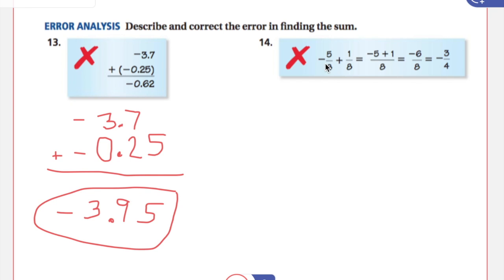Here, let's see. I have a negative 5/8 plus 1/8. And they turned this into, okay, yes, common denominator. So then a negative 5 plus 1 over 8. So that's correct. However, here they have a negative 6. So here's their error. What is negative 5 plus 1? That's like saying 1 minus 5, which is negative 4. Or you can think, I'll take the larger absolute value, which is negative, subtract 5 minus 1 is 4. So your answer should really be a negative 4/8, which is equal to a negative 1/2.